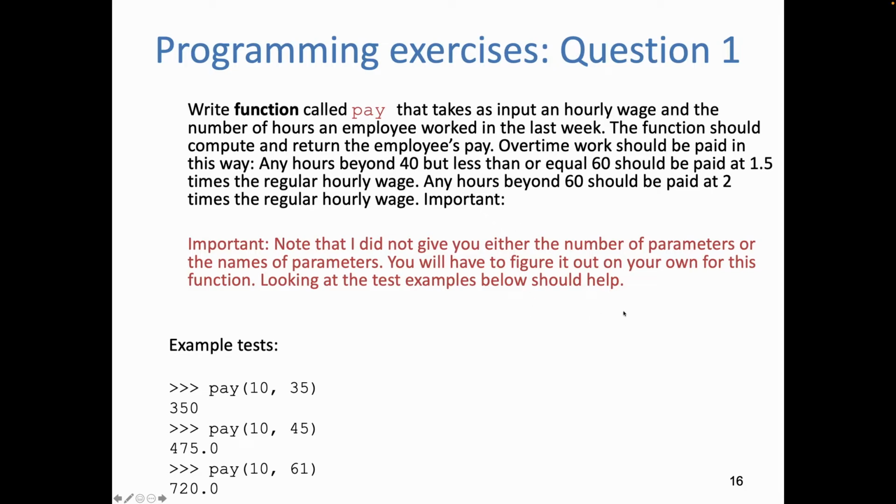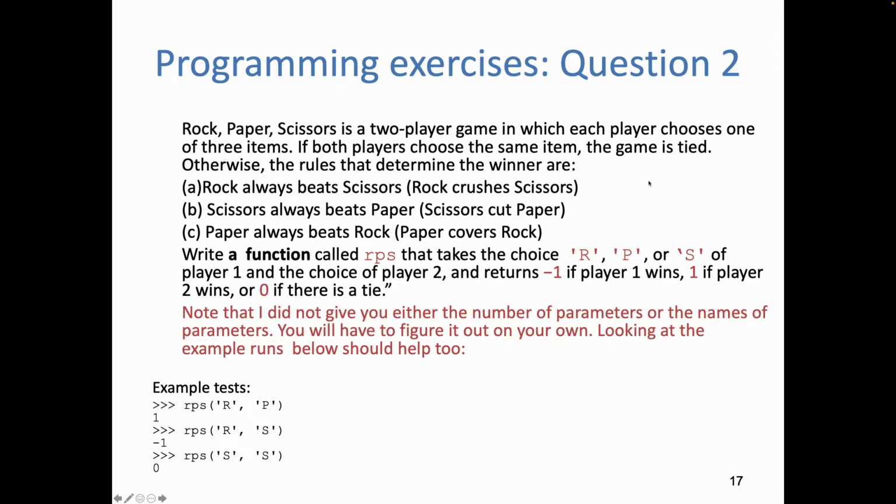Okay, this is exercise 1. Exercise 2, which is the third exercise because today's exercises start from 0, is rock, paper, and scissors. It's a 2-player game in which each player chooses one of 3 items. If both players choose the same item, the game is tied. Otherwise, the rules that determine the winner are: rock always beats scissors, scissors always beats paper, and paper always beats rock.